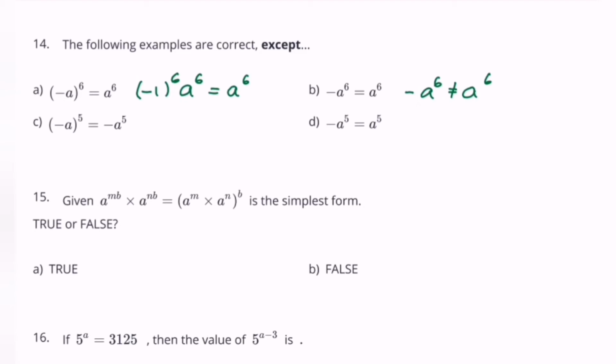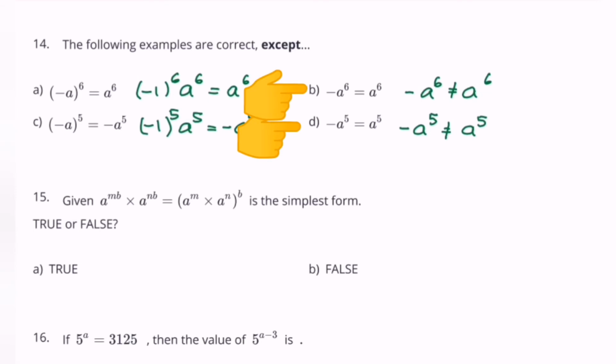Next, kindly refer to option C. We have the situation (negative 1) to the power of 5 multiplied with a to the power of 5. So the answer will be negative a to the power of 5. Then for option D, we have the situation negative a to the power of 5 is equal to a to the power of 5. So the answer is incorrect for this. So for question 14, the answer would be B and D.